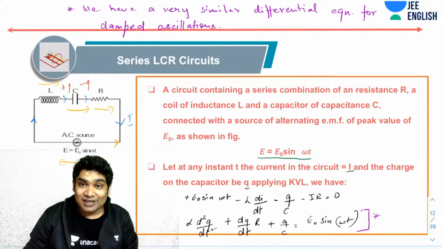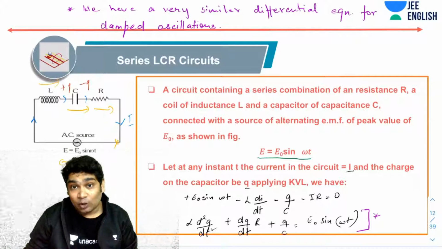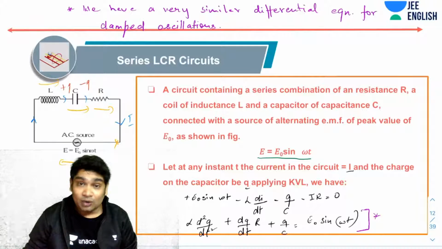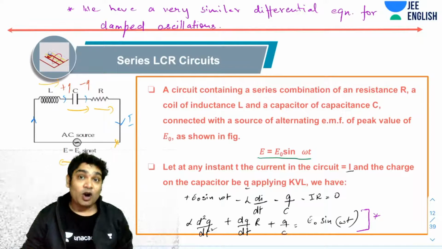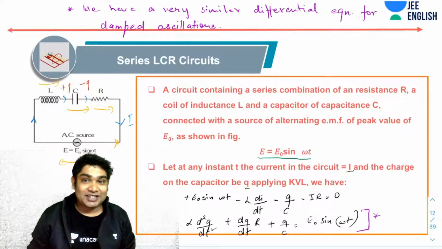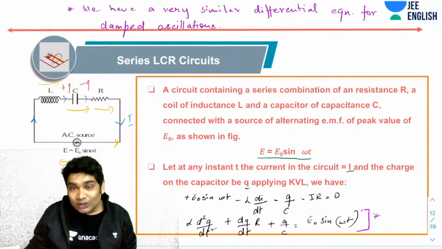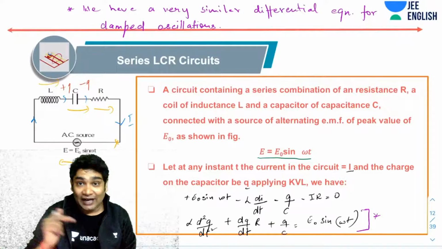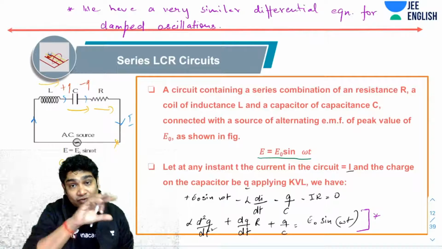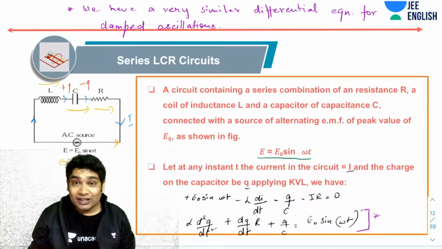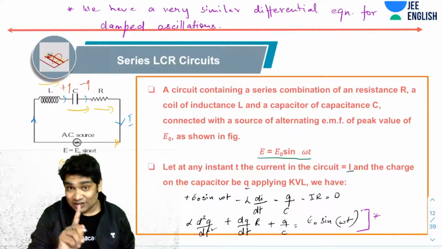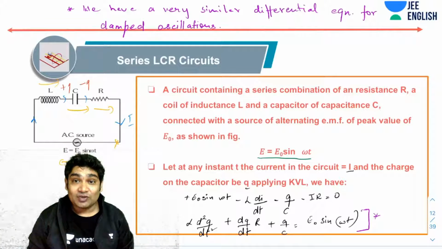So a very similar differential equation comes in damped oscillations also. There is one way of solving this without actually solving it. You directly compare all the coefficients with the differential equation that you had in forced oscillations and write the result of forced oscillations, replacing all the comparable coefficients. That is one way of solving that.